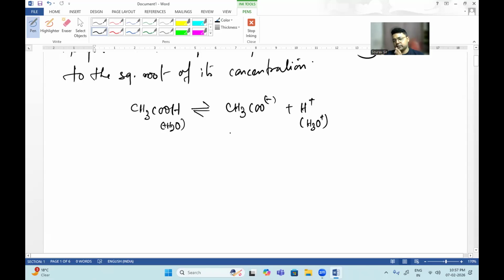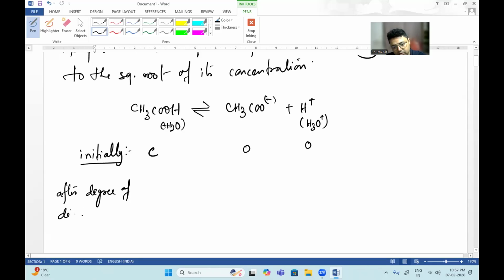Let us understand what it is. Initially the concentration was C, initial concentration. Initially this was C, this was 0, and this was 0, same as in our chemical equilibrium. After degree of dissociation alpha, it will be C minus C alpha, C alpha, and C alpha.